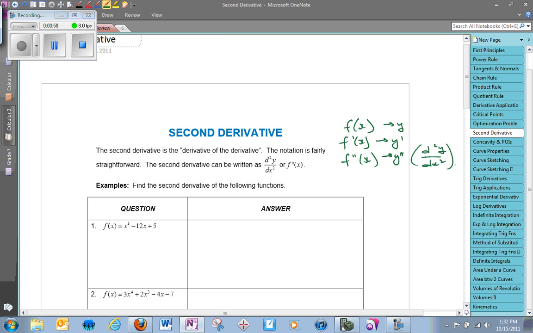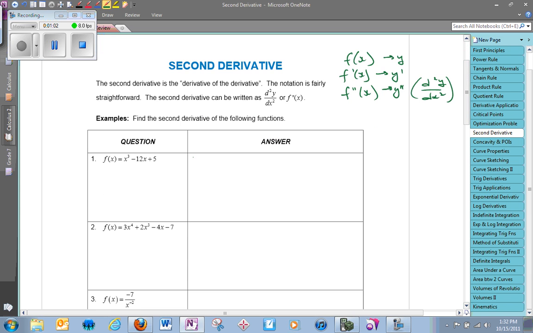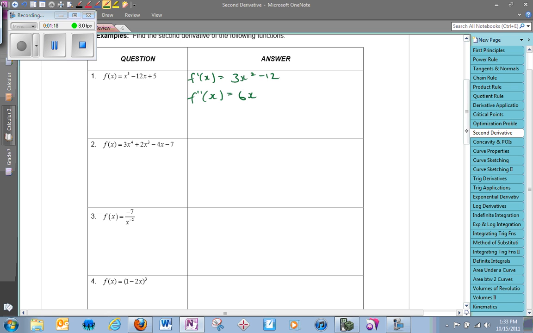Okay, so this note shouldn't take very long, so give it a try, everybody. For the first question, take the derivative. So f prime of x is 3x squared minus 12. The second derivative is 6x. And that's it. That's all there is to it. So if I can take the first derivative, I should be able to take the second derivative. Try the next 3 examples and see how they go for you.